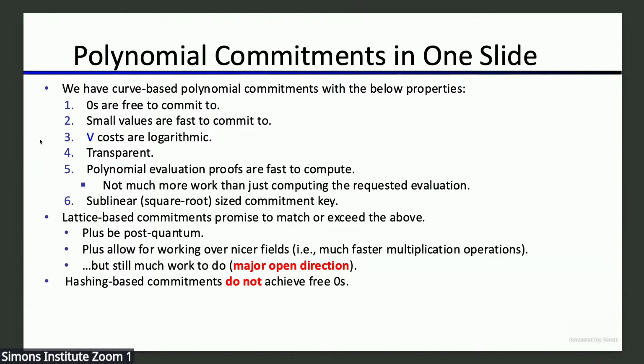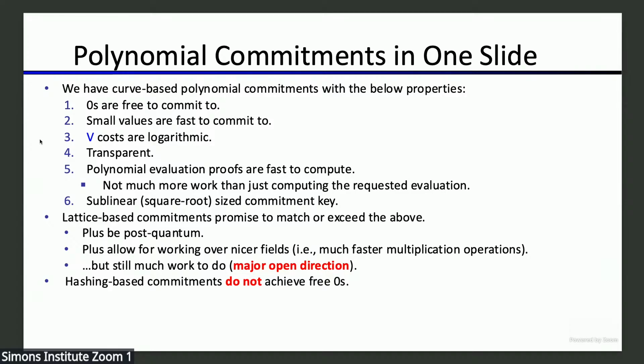They can be transparent. The polynomial evaluation proofs can be very fast to compute, so not much more time than just computing the requested evaluation. And the commitment key can be sublinear in size. So you can commit to degree n polynomials with a square root n size commitment key. That lets you commit to bigger polynomials.